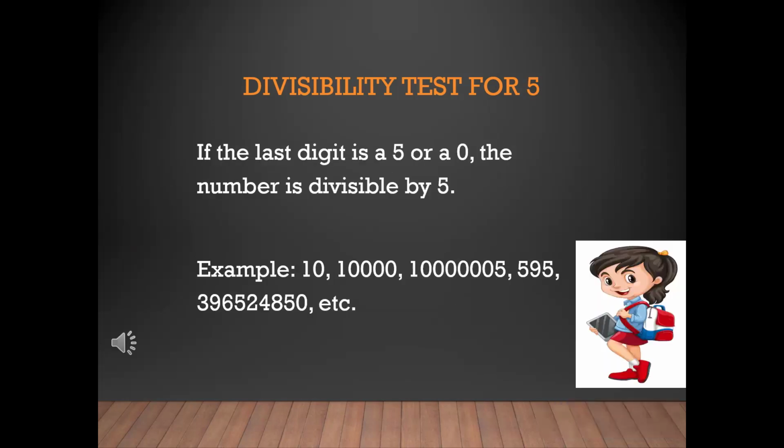Divisibility test for 5. If the last digit is a 5 or a 0, the number is divisible by 5. For example, 10, 10,000, 100,005, 595, 39,652, 4850, etc. All these numbers are divisible by 5 as the last digit of these numbers is 5 or 0.